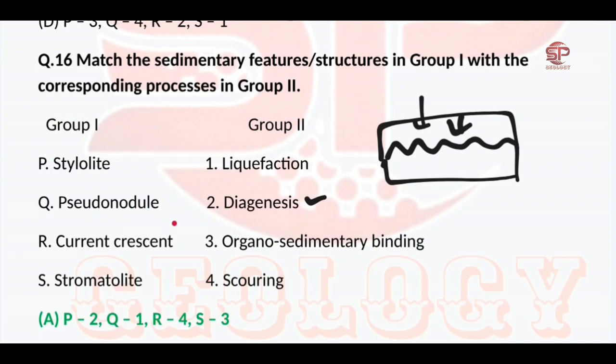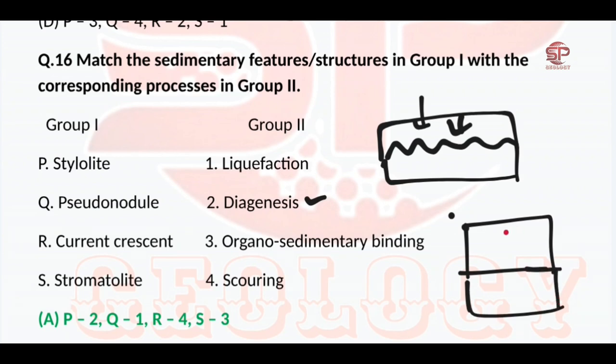Pseudonodules are similar to ball and pillow structure. It is produced when there is a sand layer and this is a mud layer. When the mud layer liquefies the sand layer, the ball or pillow shaped sand will detach. That is called ball and pillow structure, and the other name is pseudonodules.